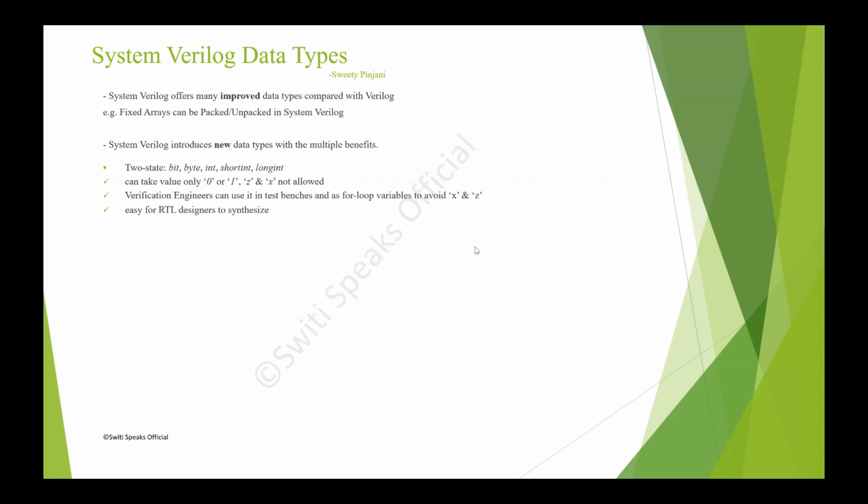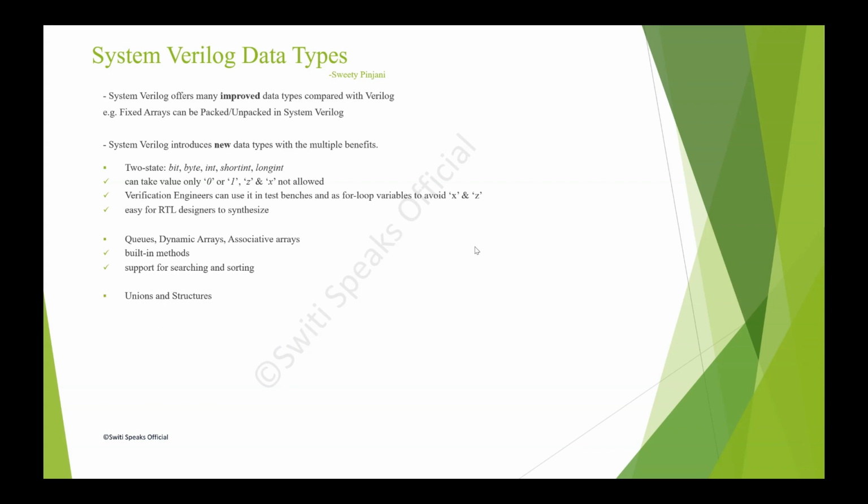The next data type which we are going to see is queues, dynamic arrays, and associative arrays. The major advantages of these data types are a lot of built-in methods. What are these built-in methods? What are the advantages? We are going to see in the upcoming lecture. They also have methods for searching and sorting.